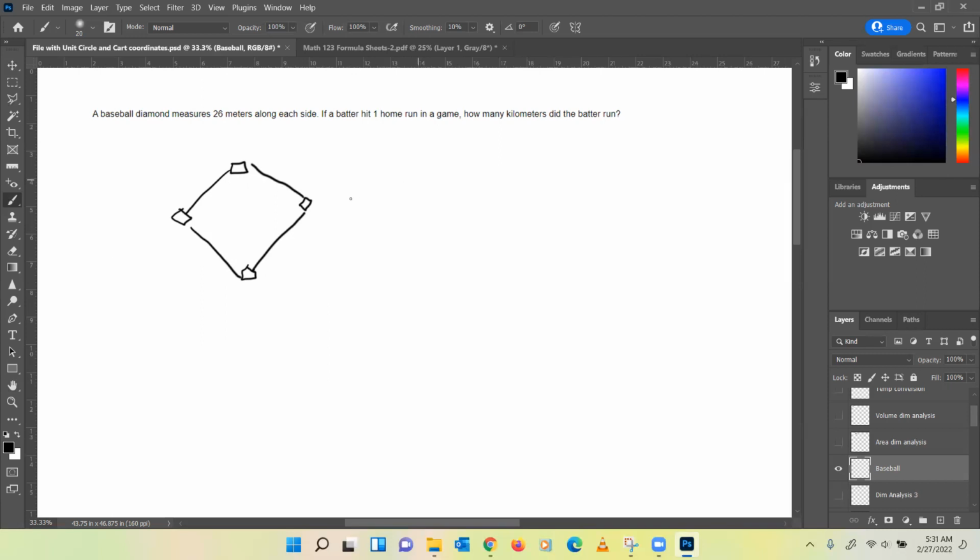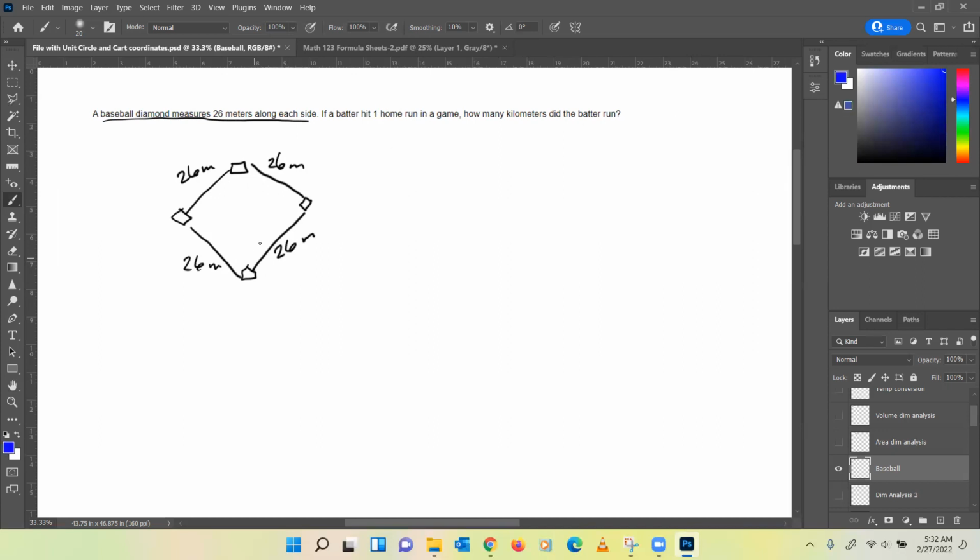And a diamond, by definition, has the same length on each side. So this tells me that each length is 26 meters long. Baseball diamond measures 26 meters along each side. So each of these is 26 meters. And then it says if a batter hit 1 home run in a game.